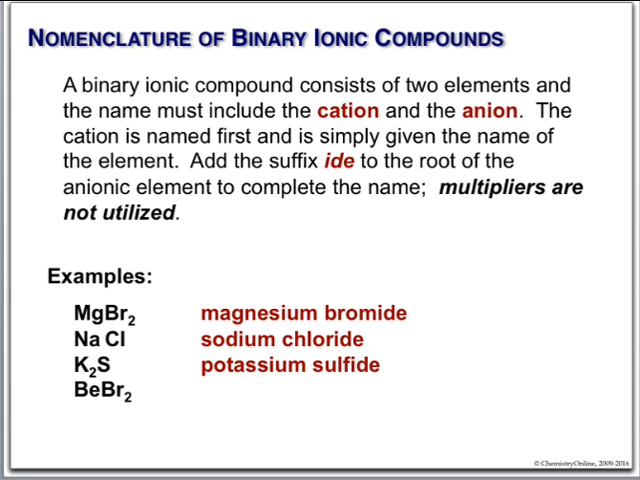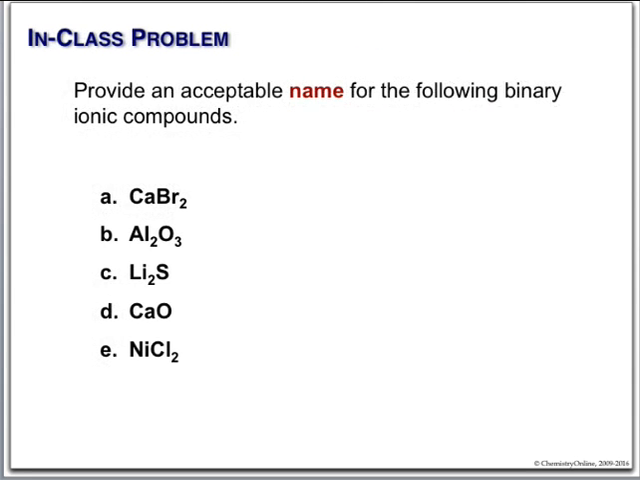Be is beryllium, isn't it? Our first word is simply beryllium. We know that bromine, just like up here, is going to be simply bromide. And that's all in the world there is to naming these things. You don't have to worry about multipliers at all. Any questions? Well, go ahead and name these guys then.